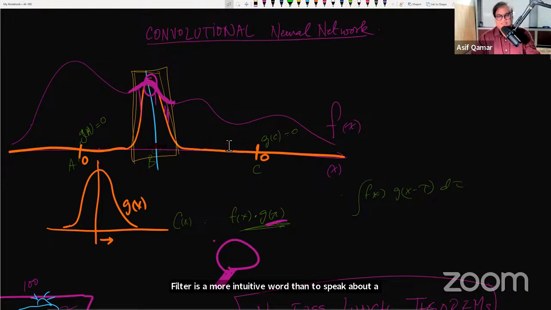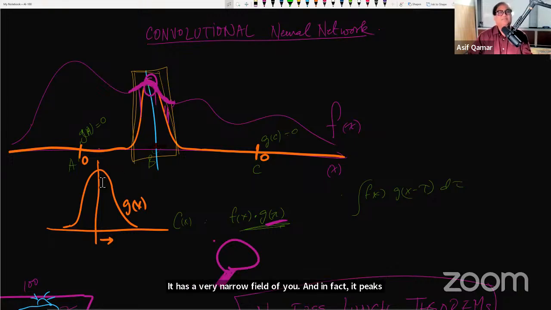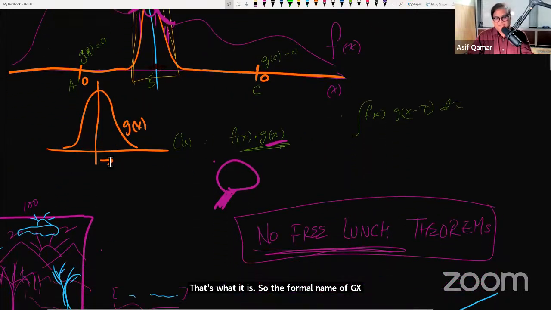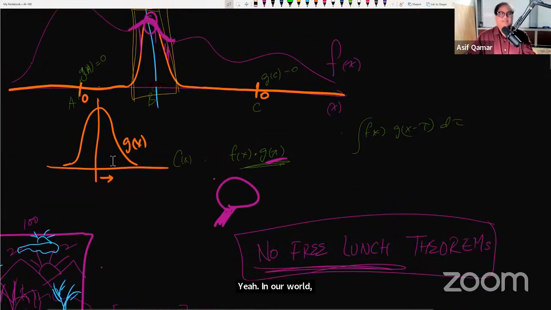This function, and so let's look at this. We said that if there is a function f(x), what we can do is we can bring in this orange thing, g(x), which is like that very narrow field of view, isn't it? It has a very narrow field of view. And in fact, its attention, or its focus, peaks in the center. It's somewhat like your lens with a very shallow depth of field and a big zoom. So the formal name of g(x) is a kernel. In our world, we basically call it just a filter.